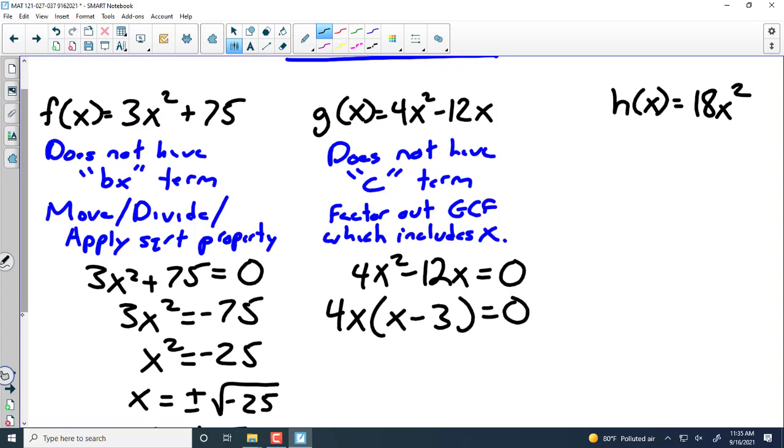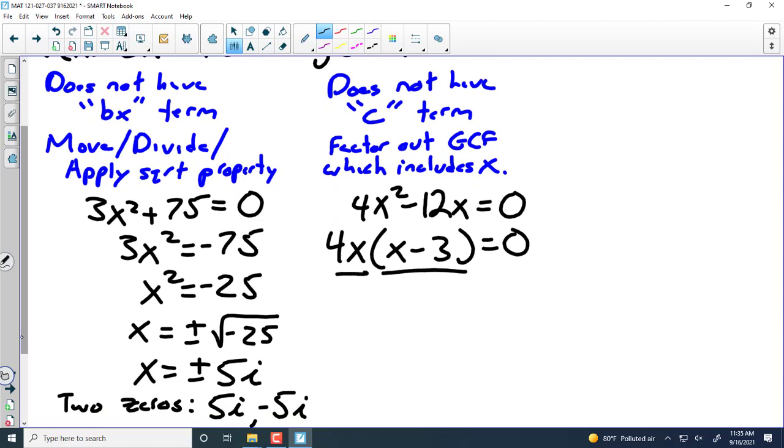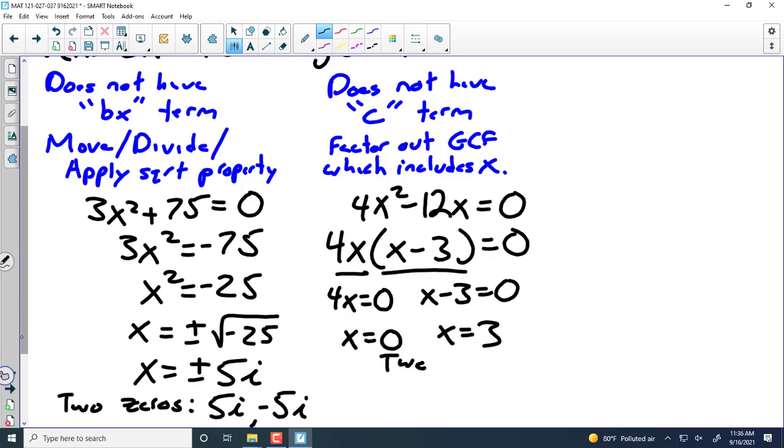Now what you have is two things getting multiplied to equal 0. So it's either the case that 4 times x equals 0 or x minus 3 equals 0, which means we get x equals 0 and x equals 3. Those are our two zeros. Notice with that one, I did not move anything over to the other side. You don't always move things to the other side. In fact, if you move things to the other side here, you'll lose.